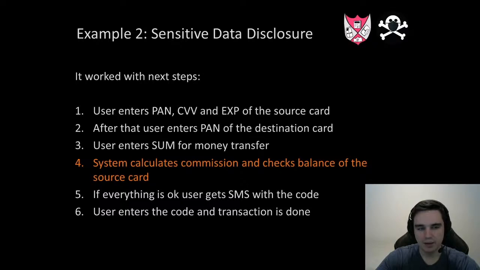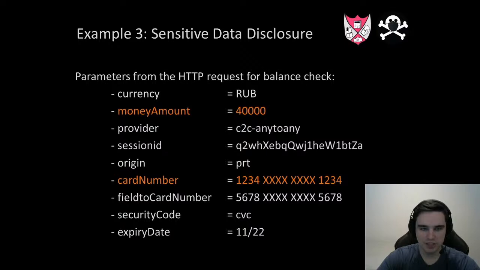On the next step, the system checks the balance and calculates the commission. If everything is okay and there is enough money, the user gets an SMS. The user who owns the source card gets the SMS, and after entering the code, the transaction is done if the code is correct. So let's look into the HTTP request that was used for checking the balance.